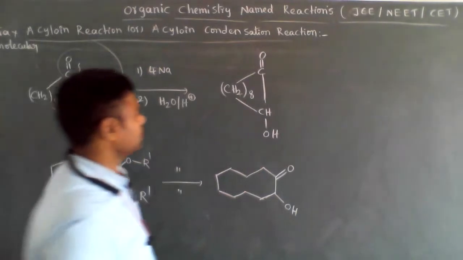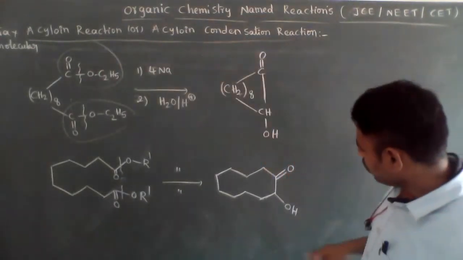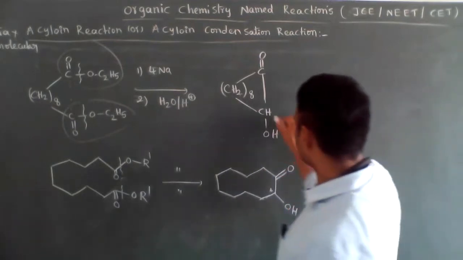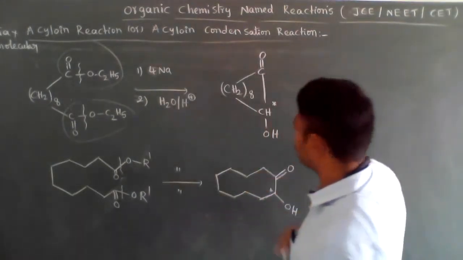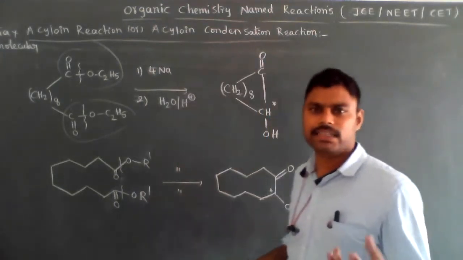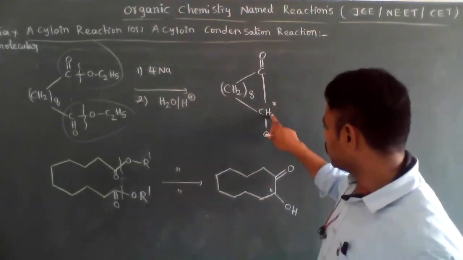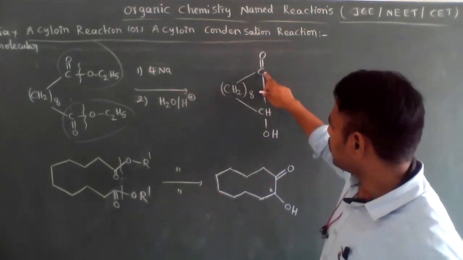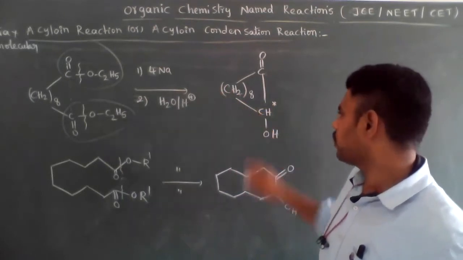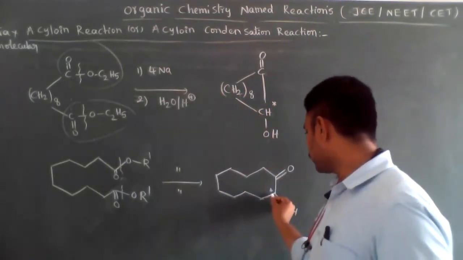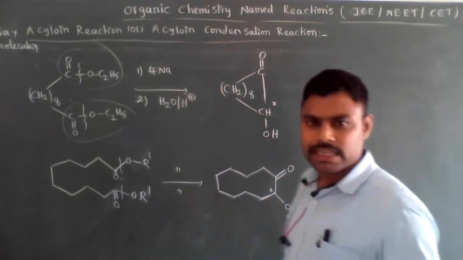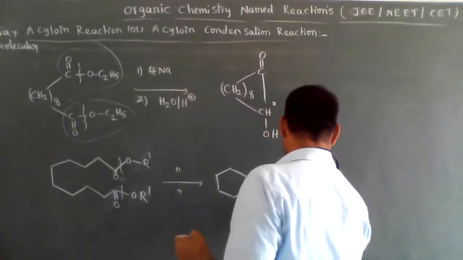If you observe, this is a chiral carbon or asymmetric carbon. This is also an asymmetric carbon. Chiral carbon or asymmetric carbon means one carbon is attached to 4 different groups: OH, H, the C double bond O group, and another CH2 group, CH2 8 times. So 4 different groups are present, and that carbon is a chiral carbon or asymmetric carbon.